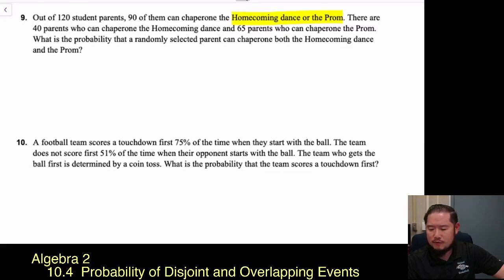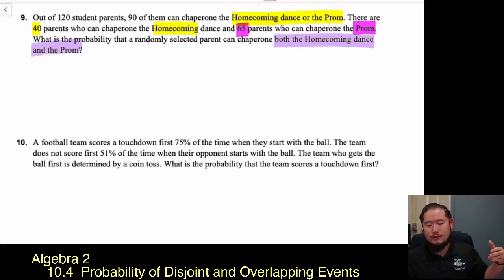Next up, we have there are 40 parents who can chaperone the homecoming dance. Okay, so 40 for homecoming. We have right here 65 for prom. And then it says, what is the probability that a randomly selected parent can chaperone both homecoming dance and prom? Not or, it's both.